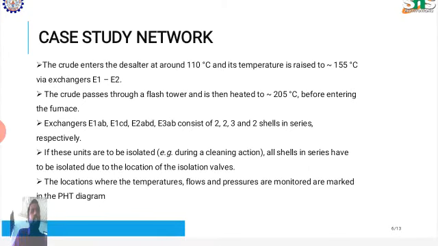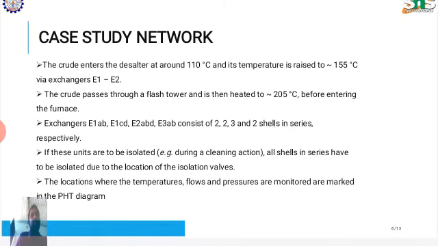Not all stream temperatures and flows are monitored, hence it is necessary to generate the missing information before evaluating the fouling behavior of each shell, using the data reconciliation methodology. The simulator was employed to generate automatically the missing streams. The exchanger data is also given.